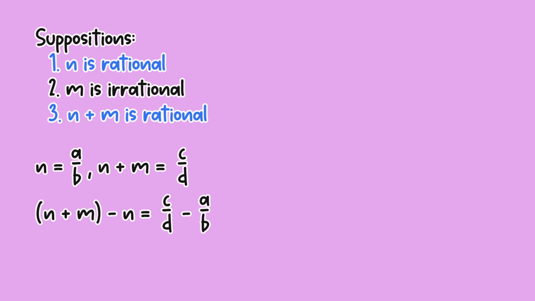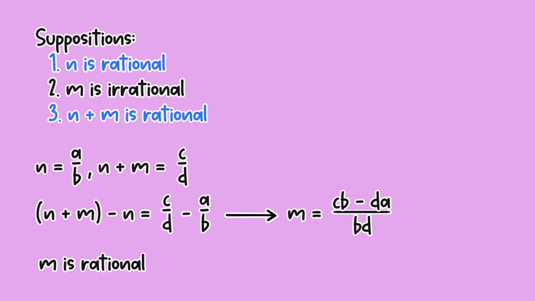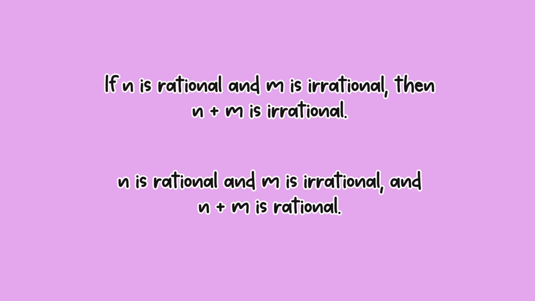Now, we can subtract the second equation from the first, giving us the value of m as a fraction of two integers. This means that m is rational. But wait, our supposition says that m is irrational, so this is a contradiction. This means that the negation is false, and the original statement is true.